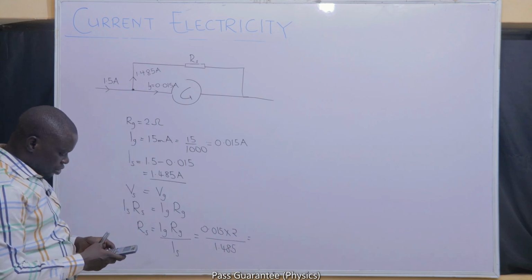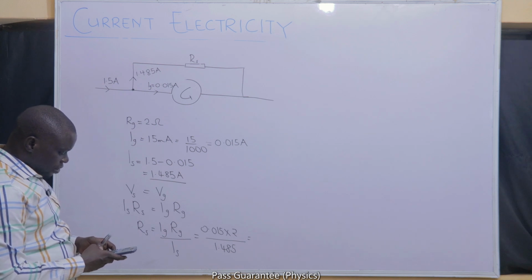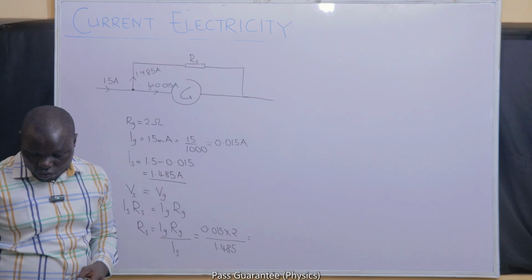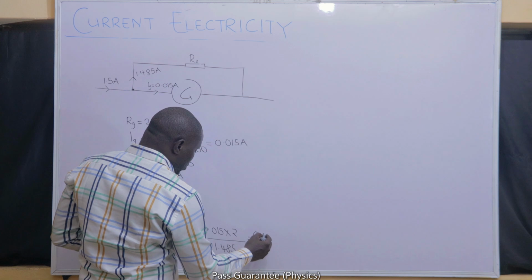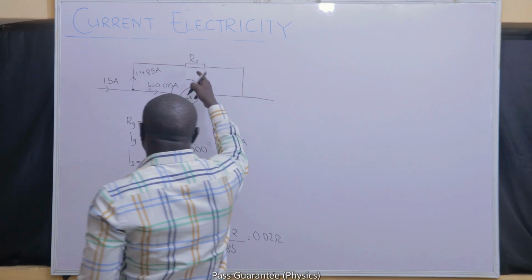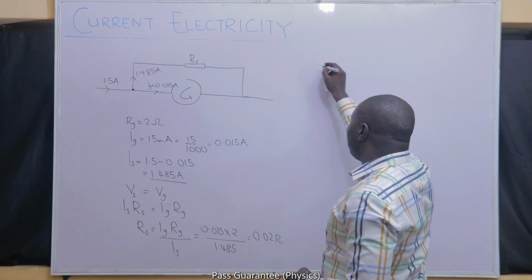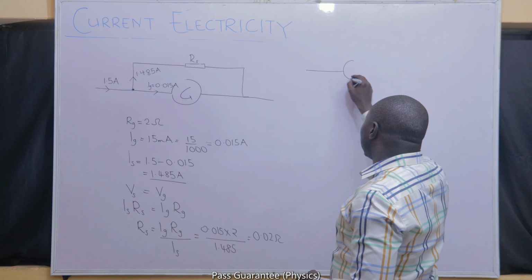If we do that, we'll get 0.015 times 2 divided by 1.485. The answer is 0.02. So the shunt that I need must have a resistance of 0.02. If I want to explain it, I'll say that I'll connect a shunt of 0.02 ohms in parallel to the galvanometer. That is just one side of the question.